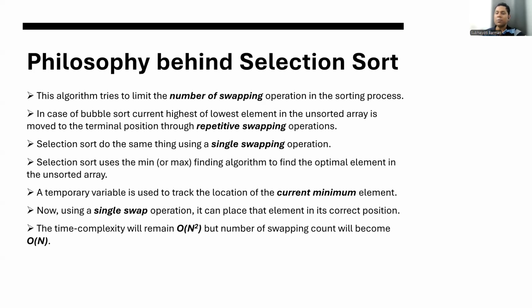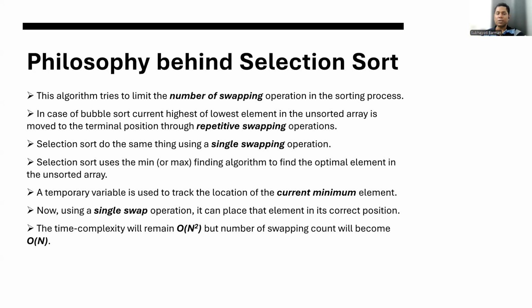You may relate this concept with bubble sort, right? In the bubble sort algorithm, we also place the highest element in the last position in each iteration from my unsorted data. But in that case, we have to perform repetitive swapping operations. But in case of selection sort, we will process the entire unsorted data to figure out the position of the minimum element or maximum element based on your implementation. Then you have to place that element in its correct position. So in that case, only one swapping operation is required.